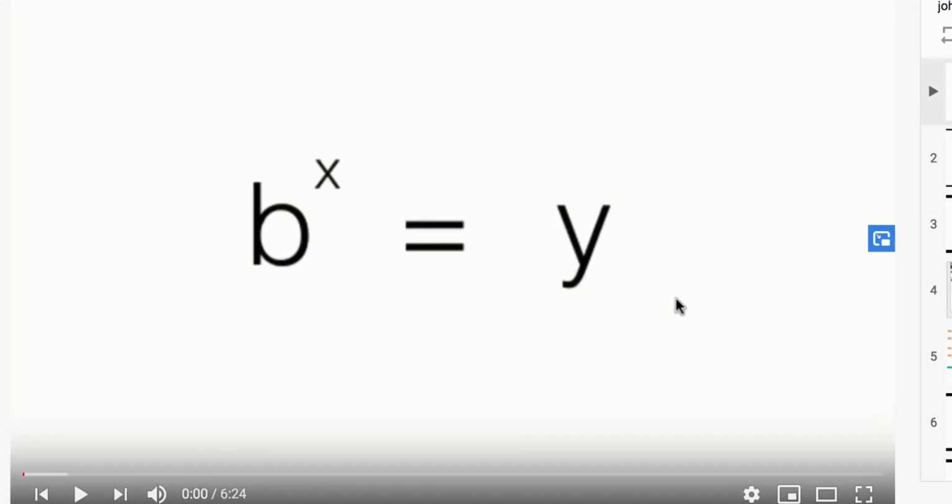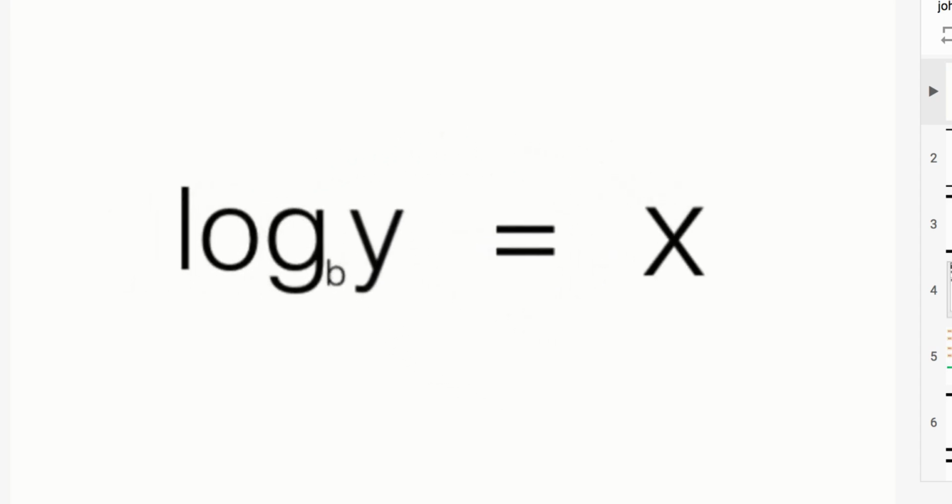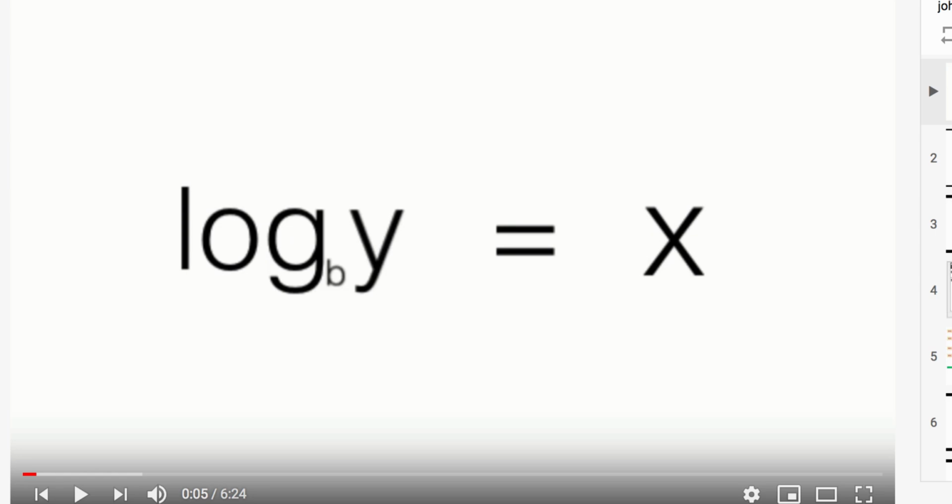So here's a little video, hopefully a cute little video, on how to transform between exponential and logarithmic. The only difference is that I have b to the x equals y instead of a, but it's the same idea. So let's watch what happens when we transform from exponential form to logarithmic. The base b becomes the base of the logarithm. The value y on the right-hand side becomes the argument or the input to the logarithm. And the exponent x becomes the solution or the answer.